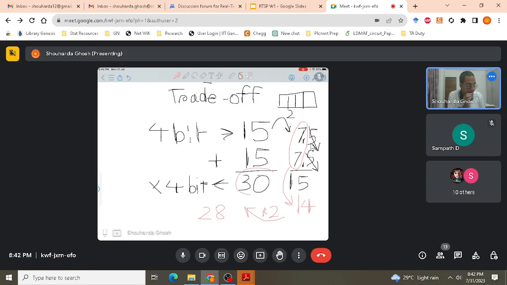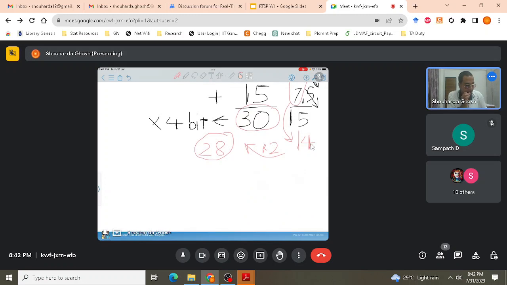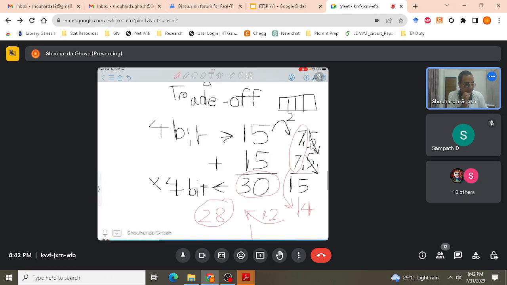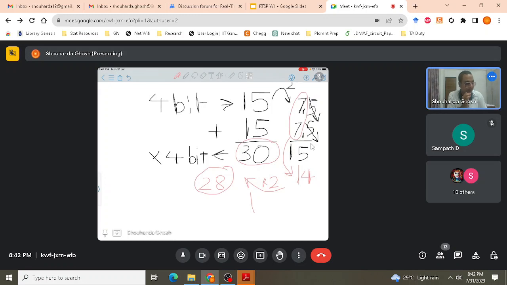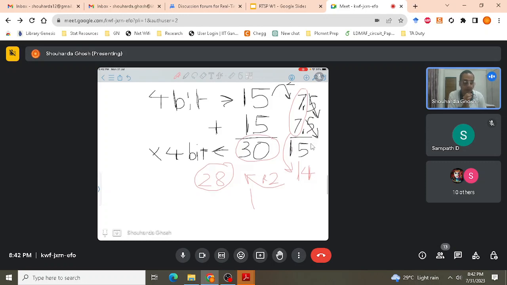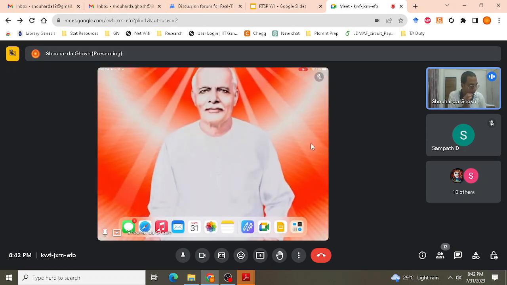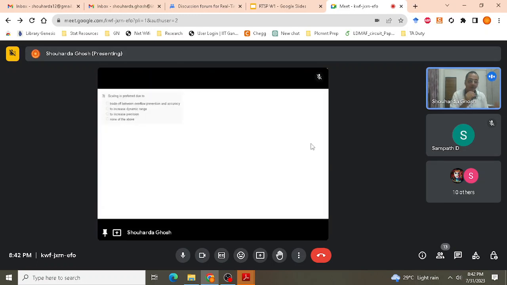I was supposed to get 30, I got 28 now. So what happened, I saved myself from overflow. Had I been doing it without scaling, I would have obtained an overflow and not got a 30. But when I did scaling, I was able to prevent this overflow from happening by saving it in a 4-bit representation. But at the cost of saving this 4-bit representation, I lost accuracy. Rather than getting 30, I got 28. So the correct answer is the trade-off between overflow prevention and accuracy.